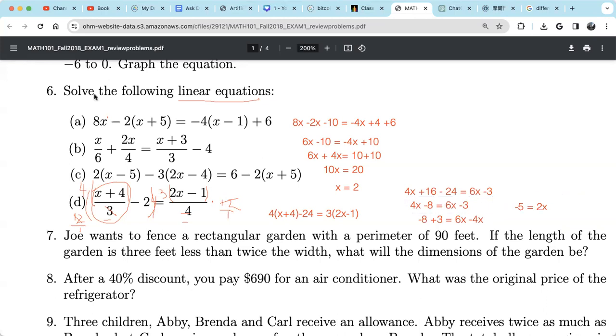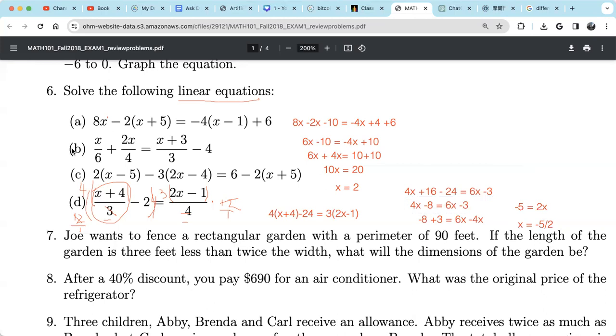I divide by 2 on both sides, so x equals negative 5 divided by 2. Okay, in college, we like to leave the answer in fraction form. So the solution for D is negative 5 over 2, or negative 2.5 if you would like decimals.